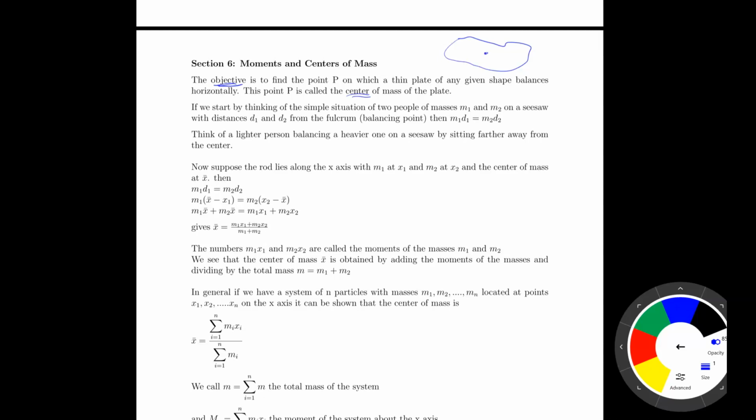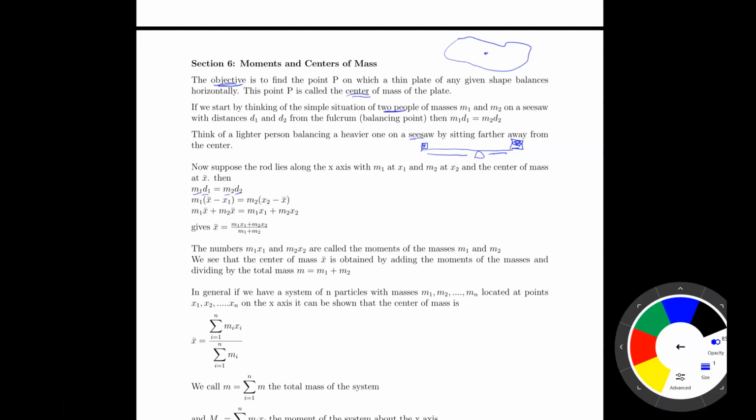Okay, so let's start by thinking about two people on a balance, like a seesaw. I could have a heavier person here and a lighter person here, and that would balance them. So the mass times the distance would equal the mass times the distance. This small mass times this larger distance would equal this larger mass times this smaller distance.